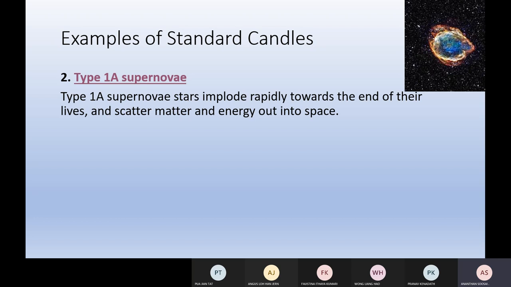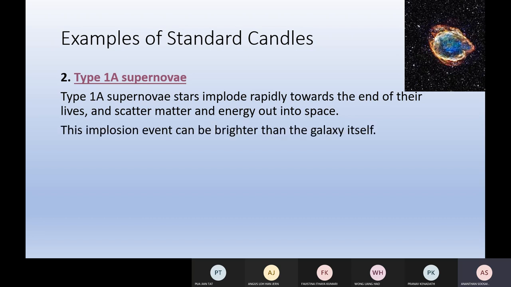So what is a supernova? A star implodes rapidly towards the end of its life and scatters matter and energy out into space. A big star suddenly becomes a smaller core, a smaller size. The hydrogen just escaped. It's called the end of the star. The core won't do fusion anymore. So yes, supernova.